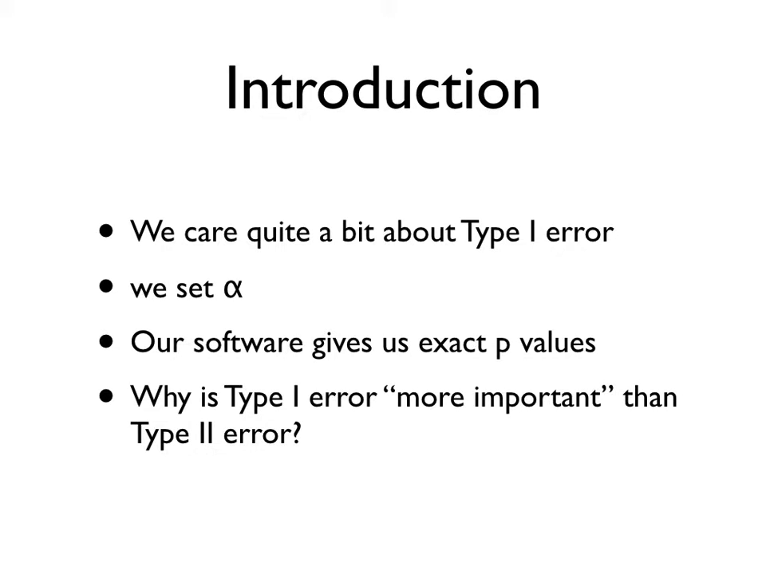So we get this idea that type 1 error is more important than type 2 error. Don't want any false positives, right? Okay. So that's the sort of notion we get. But really, we don't want to make any kind of errors. We also don't want to make type two errors.